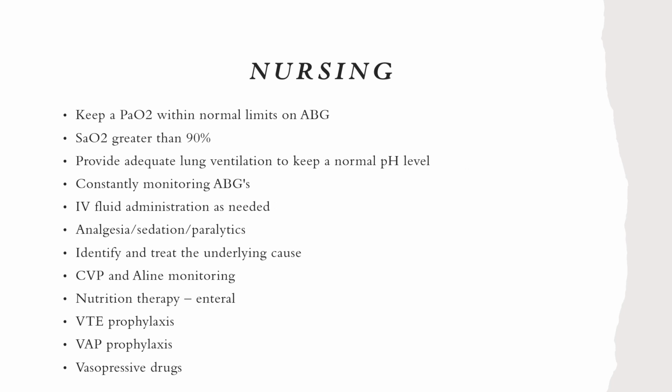And continuing with nursing care, we really want to keep an eye on that oxygen, right? We need to oxygenate the patient the best that we can. So keeping that PaO2 level as close as we can to normal limits on the ABG. And that's what we're striving for, is to get to that normal limit range, depending on what therapeutic measures we need to initiate on the patient. Keeping that SaO2 greater than 90%. Providing adequate lung ventilation to keep that pH level as normal as we can. If they're holding on to more CO2, how can we get the patient to blow off the CO2 to get that pH level a little bit more normal? So we're constantly monitoring ABGs, okay?